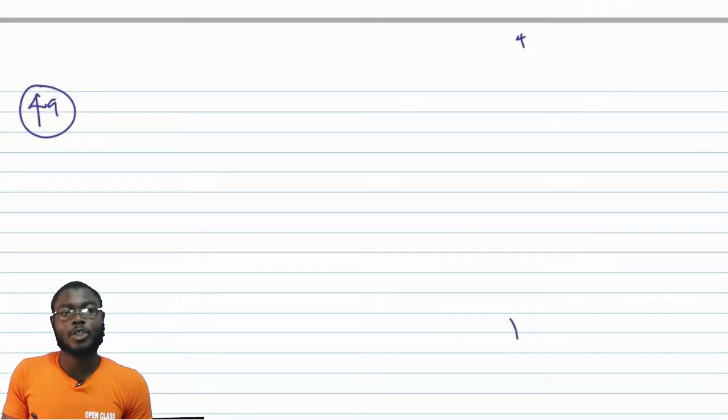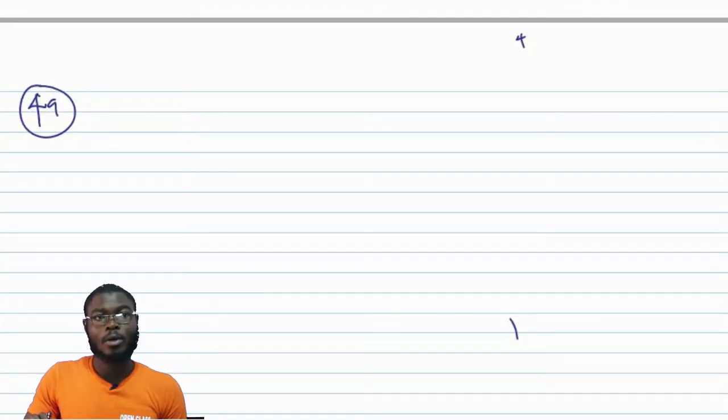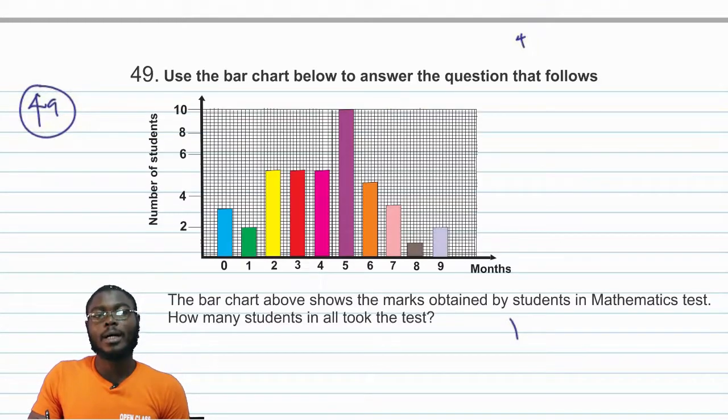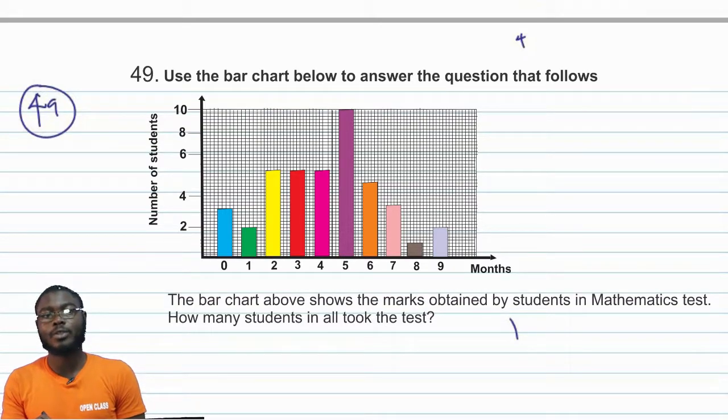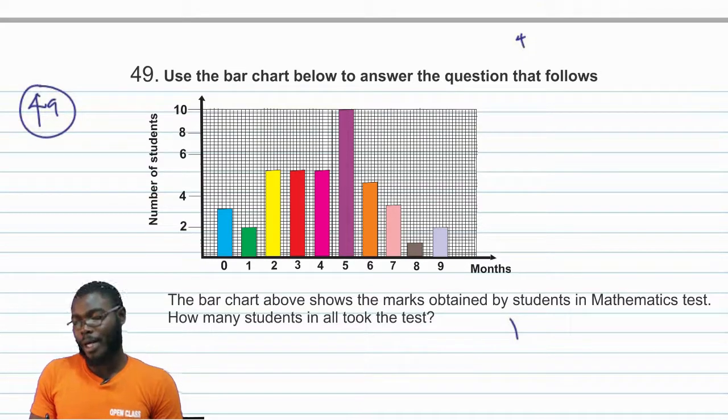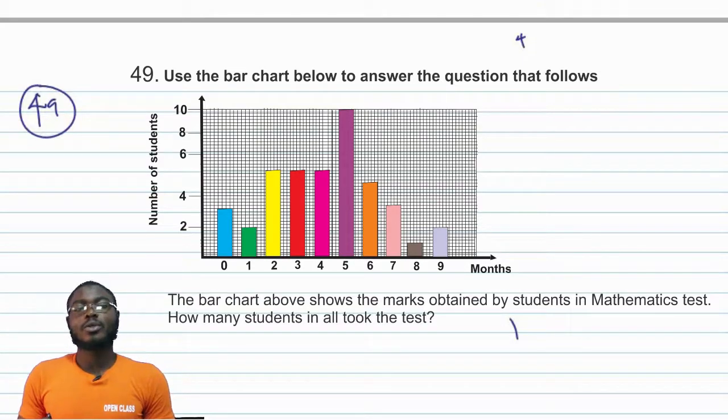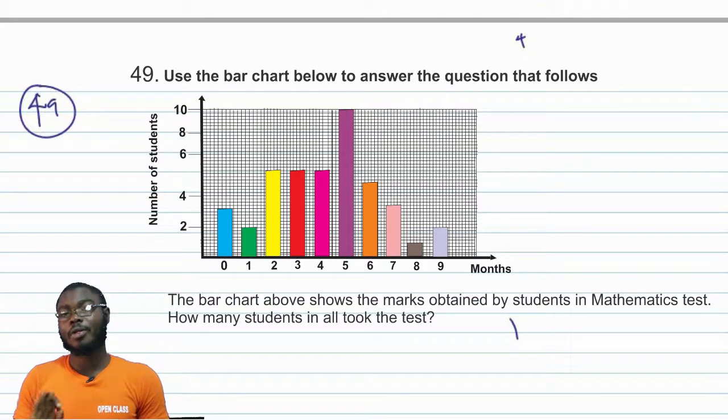Question number 49 is a joint question. You have to use the bar chart below to answer the questions that follow. So question number 49 reads, the bar chart above shows the marks obtained by students in a mathematics test. How many students took the test? So all you need to do is a simple one. Just read off the graph. Just make sure you read off the graph.